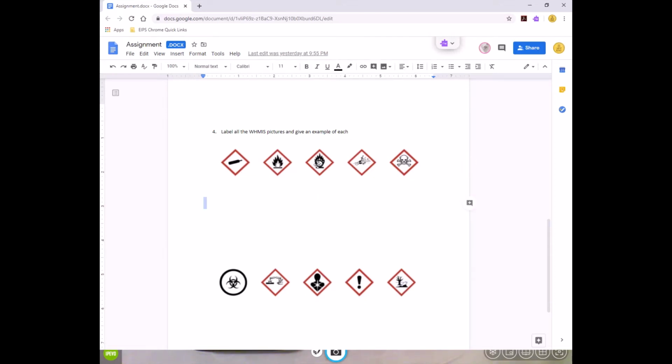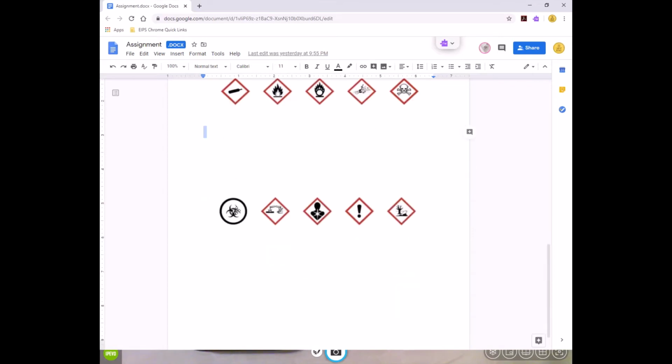You don't need an example for that. Explosive, propane again. Poisonous, something like arsenic or cyanide, things like that. So that's poisonous and would cause immediate death. Biohazardous would be blood or needles. Corrosive would be acids. And this is just less serious other health effects. Asbestos would be an example of that, something that would cause long-term damage over time.